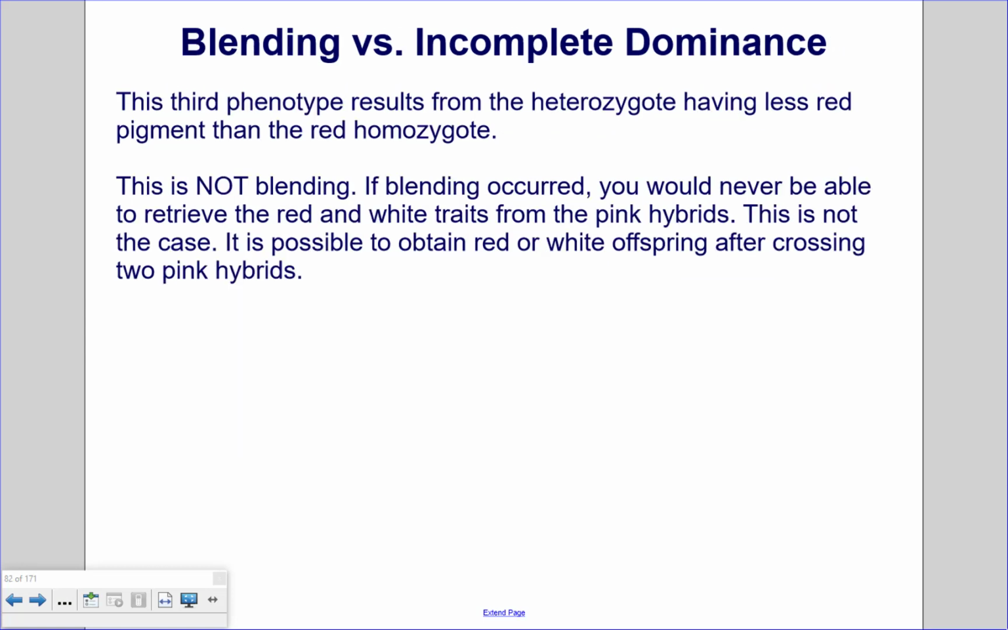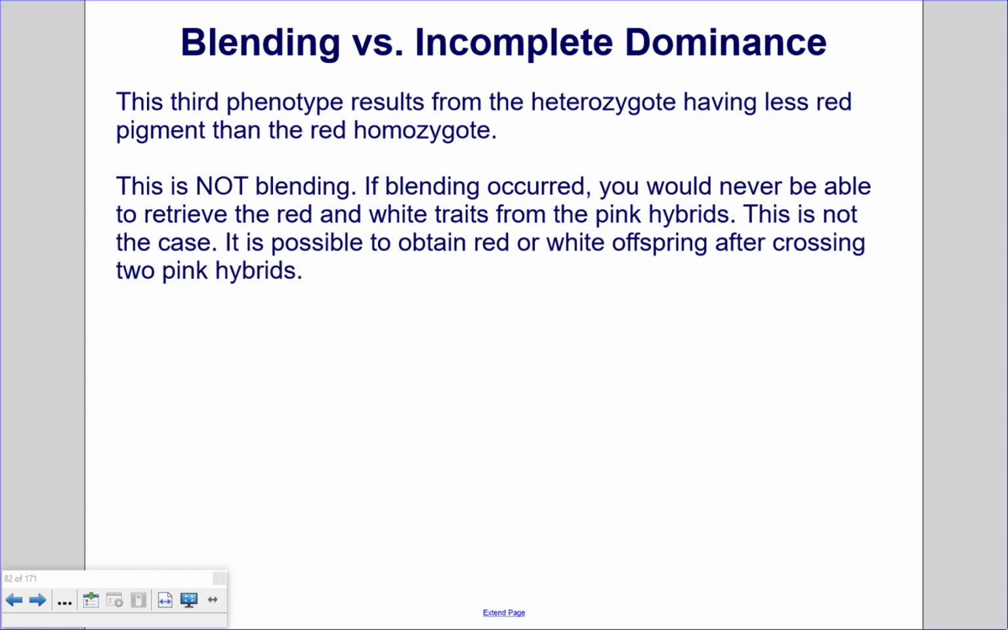Blending versus incomplete dominance. This third phenotype results from the heterozygote having less red pigment than the red homozygote. This is not blending. If blending occurred, you would never be able to achieve the red and white traits from the pink hybrids. This is not the case. It is possible to obtain red or white offspring after crossing the two pink hybrids.